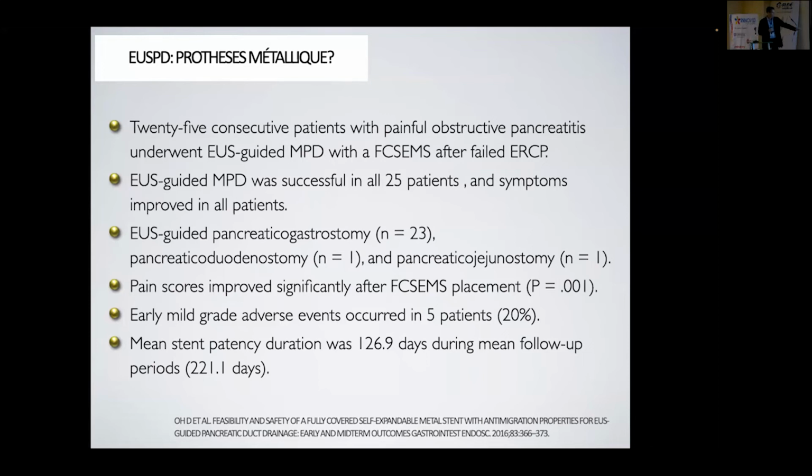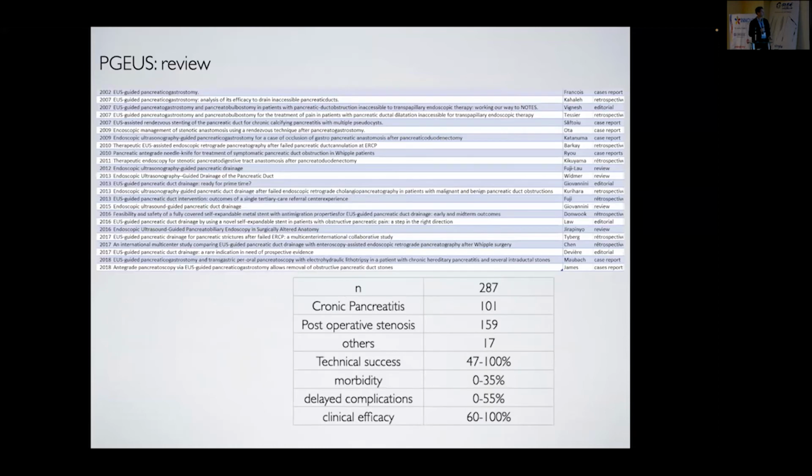Now, since this study, we know that the metal stent is not good for the pancreatic duct, but maybe in the future you will be able to place a metal stent and then quickly replace it by a plastic stent. So that's a very interesting study to make the US pancreaticogastrostomy easier.